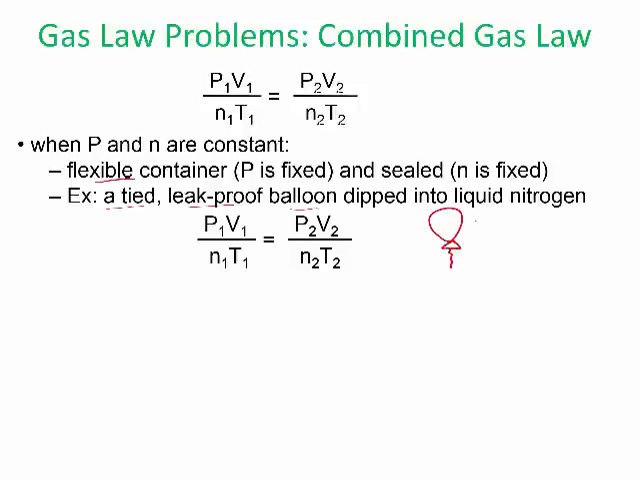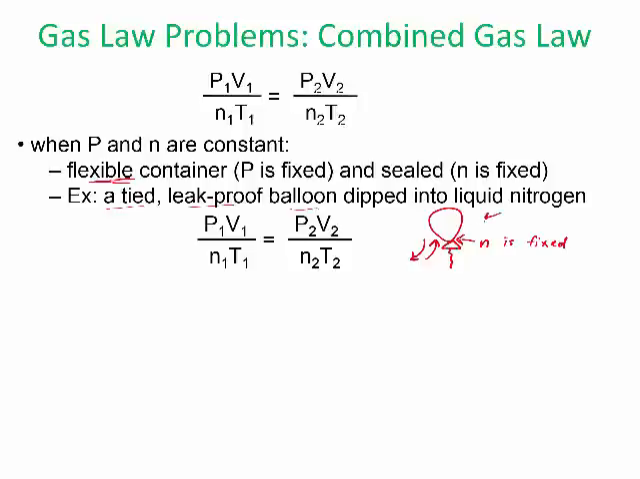Okay, and if we tie it, that means N is also fixed. So no moles of gas can come into this balloon and nothing can get out of this balloon. So N is fixed and the volume is allowed to expand. That's why we need a flexible container, but pressure will actually stay constant.